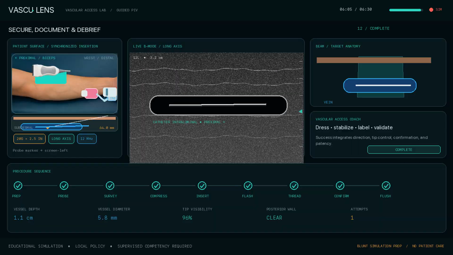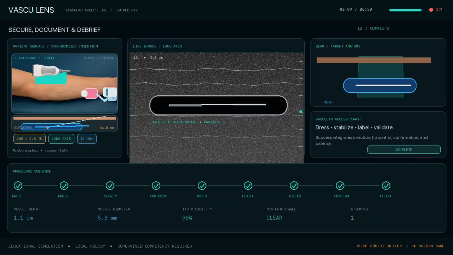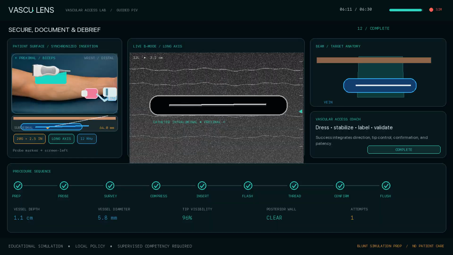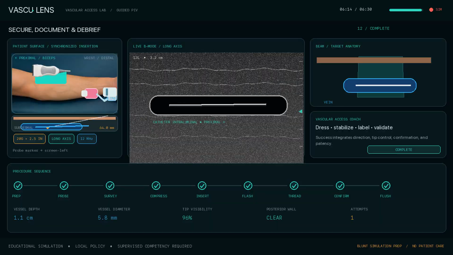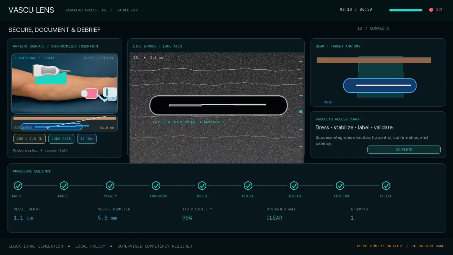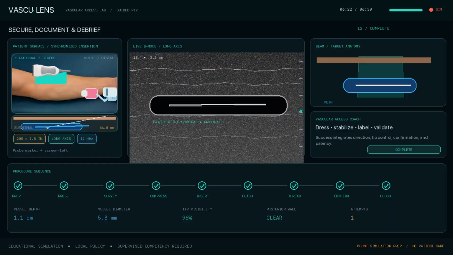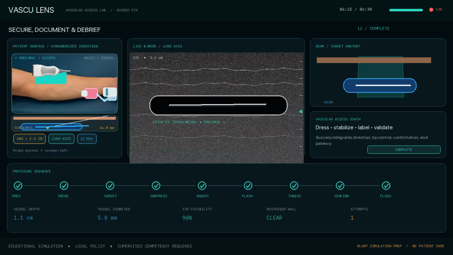In VascuLens, success means that the proximal direction was correct, the vein was differentiated by compression, the leading tip stayed controlled, flashback was interpreted in context, the catheter was seated and confirmed in the lumen, and the flush remained intravascular. Reset and repeat until those steps are consistent, then validate the complete skill with an expert preceptor before clinical use.